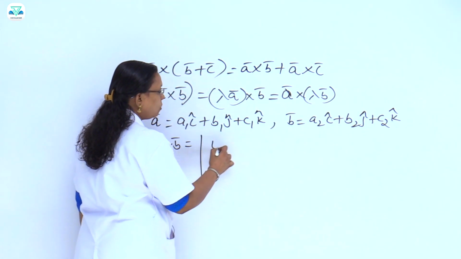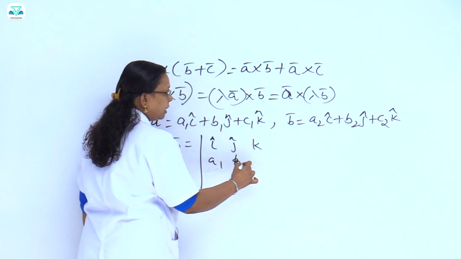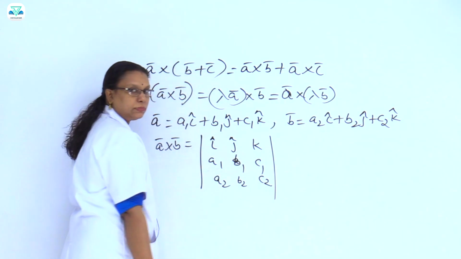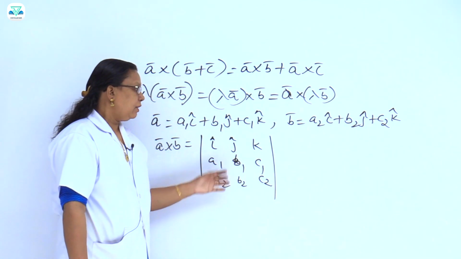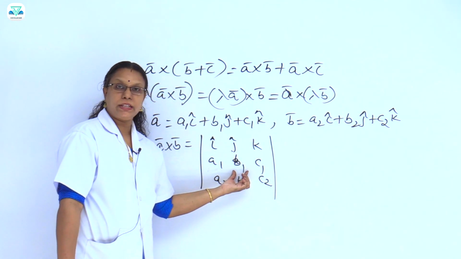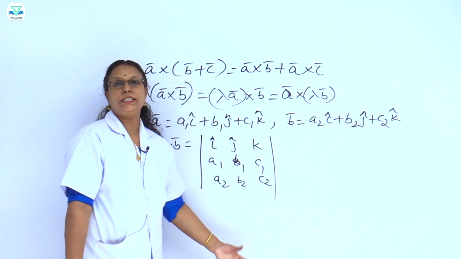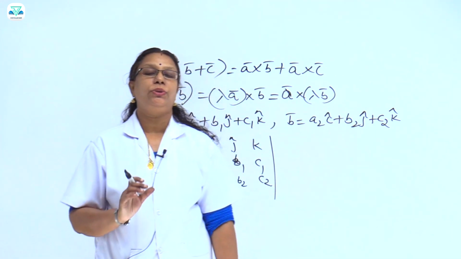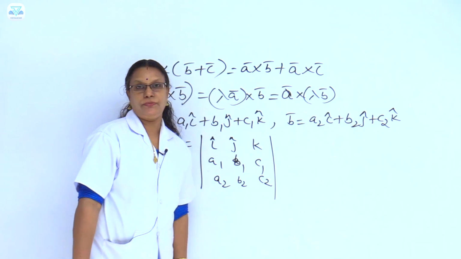It is the value of the determinant ijk, A1 B1 C1, A2 B2 C2. That is, if the component form is given, evaluate the determinant where the first row is always IJK, the second row is the first vector, and the third row is the second vector. So the determinant IJK, A1 B1 C1, A2 B2 C2 will give the value of A cross B if the vectors are in component form.